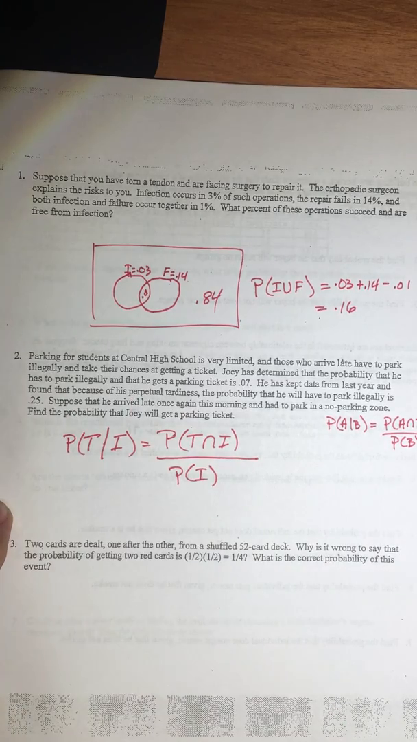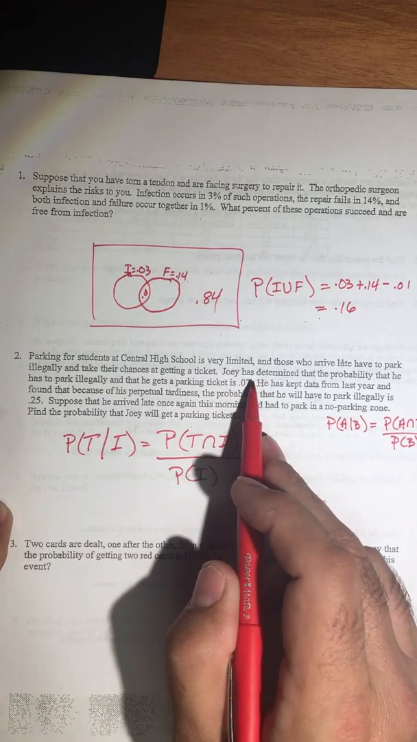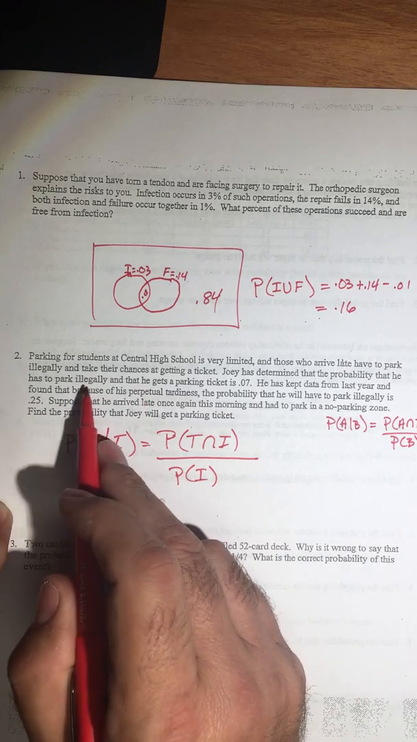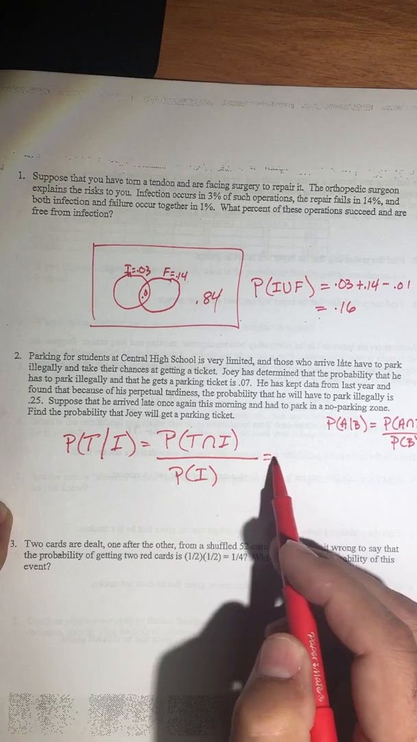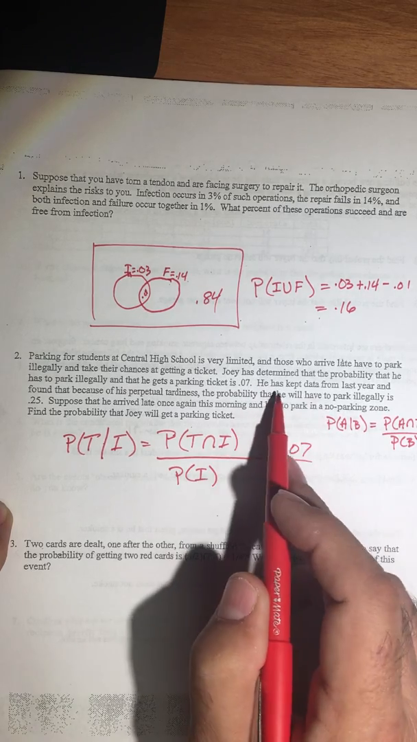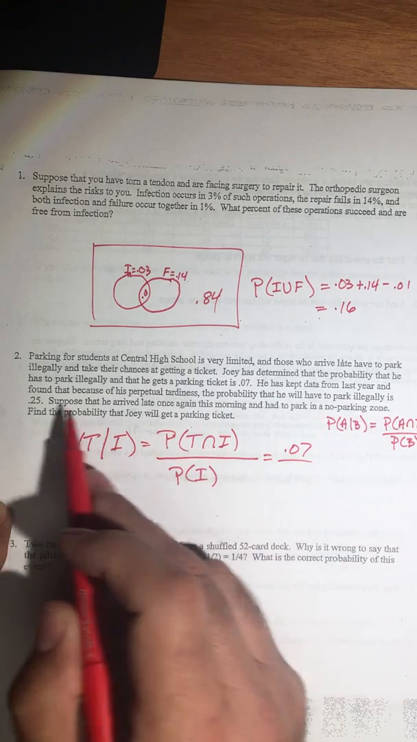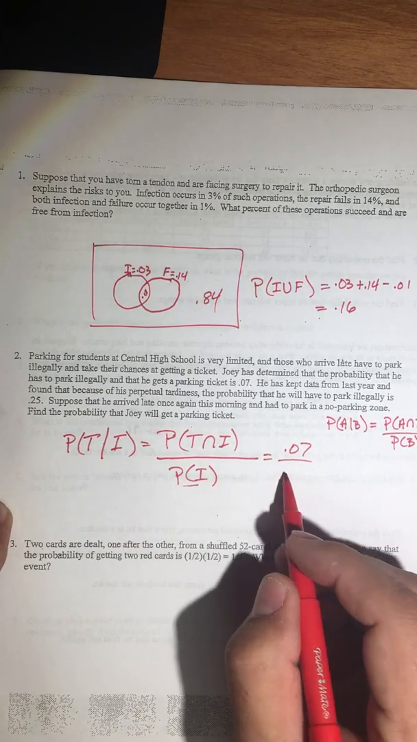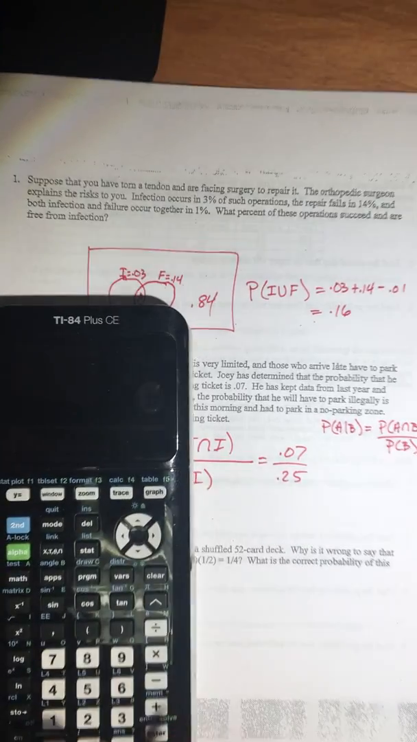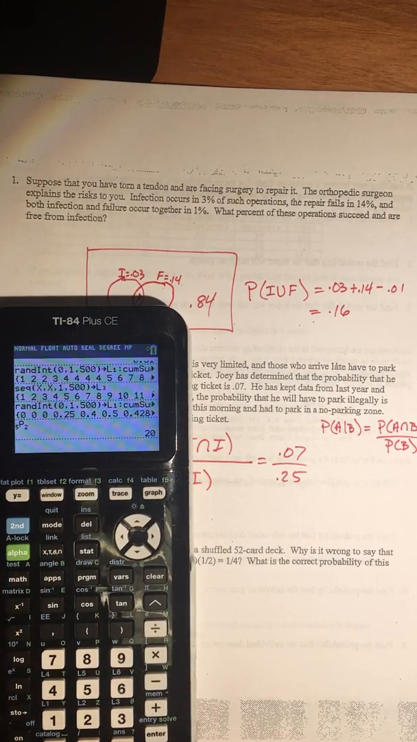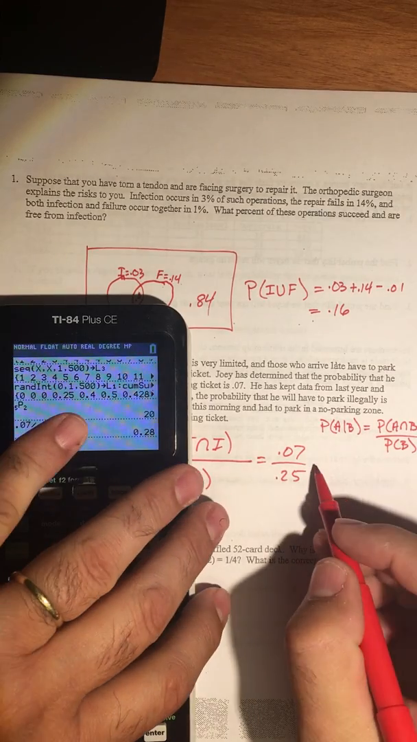Well, let's see what they told us up here. Those who arrive late park illegally and take their chance of getting a ticket. Joey has determined that the probability that he has to park illegally and he gets a ticket is 7%. Illegal and ticket, so that's 0.07. He kept data from last year and found that because of his tardiness, the probability that he would have to park illegally is 25%. That's parking illegally. Well, there's our answer: 0.07 out of 0.25. So what's his probability of actually getting a ticket today because he parked illegally? 0.07 out of 0.25, and that's 28%.